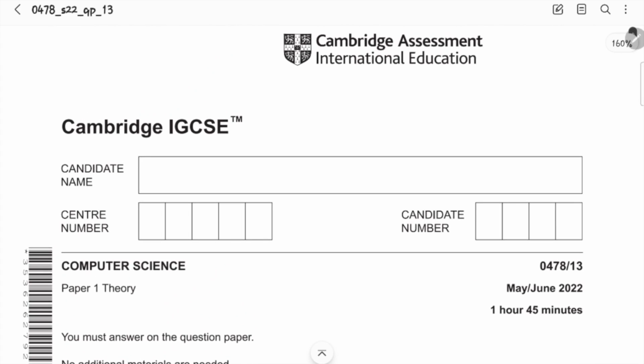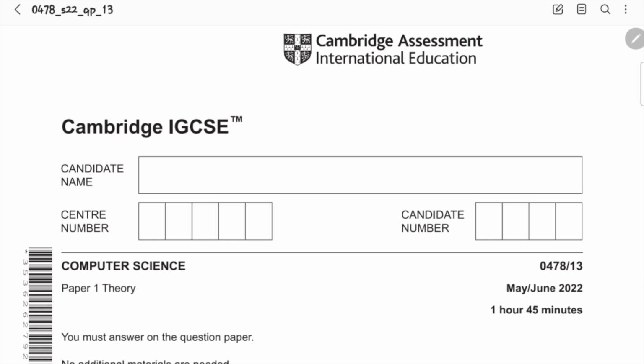Guys, so here we have variant 3 for the paper. We have done variant 1, we have done variant 2. This is the last variant for the May-June. The October-November exams are coming close, so that's why I'm doing so many of these past paper questions, especially the newer ones. So basically we will be doing this paper.